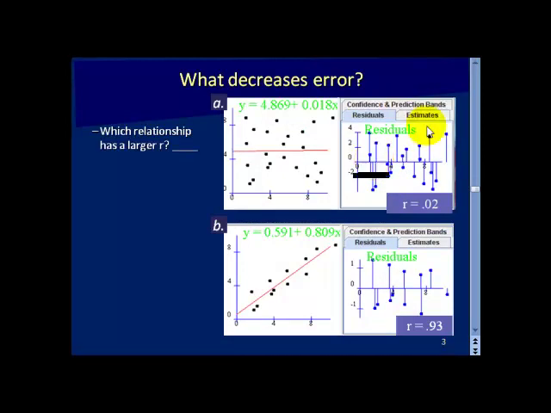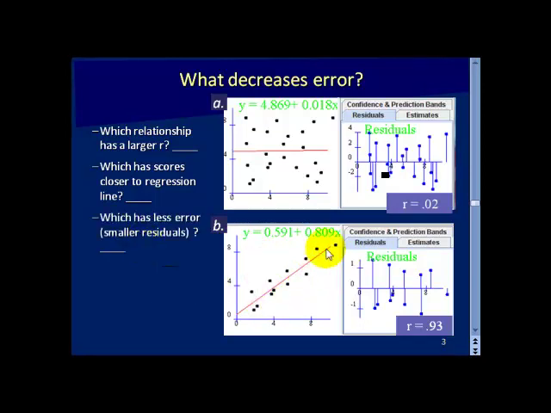First off, let's just compare these two. Between A and B, which relationship has a larger R? I think you'd say B, right? B has a stronger relationship between X and Y. So which has scores that are closer to the regression line? I think if you look here, you'd see that as the correlation gets stronger, the scores are falling closer to the regression line, which means what? The residuals are smaller down here than in outcome A.